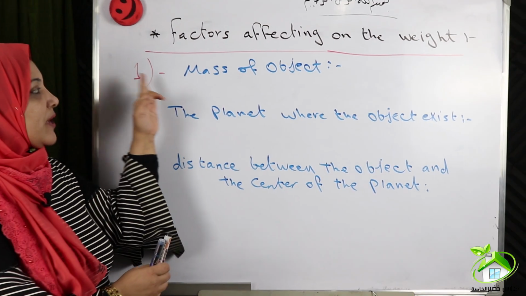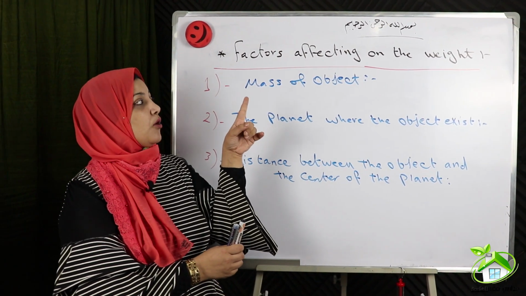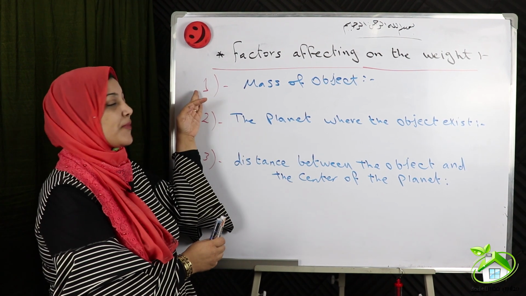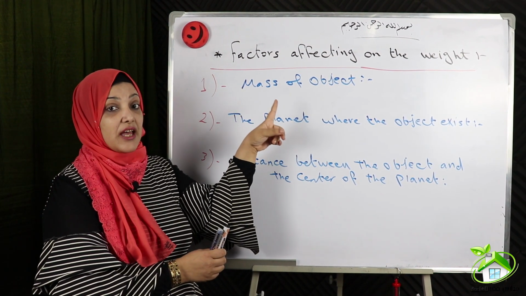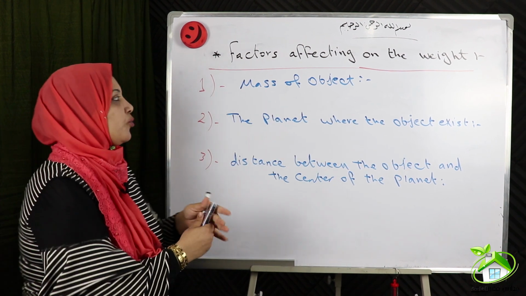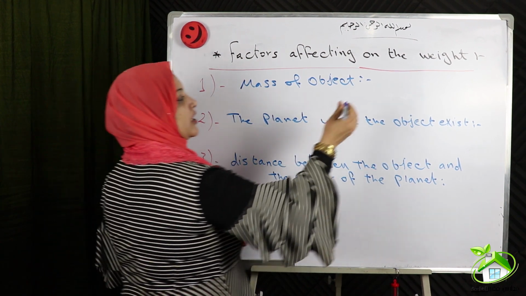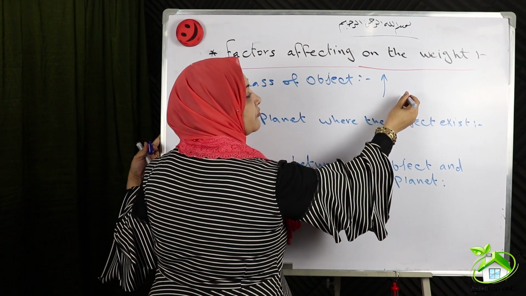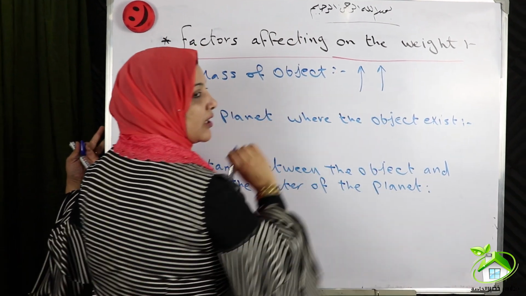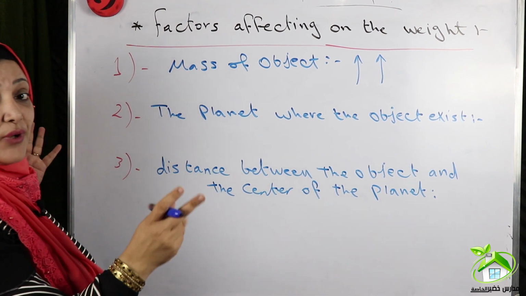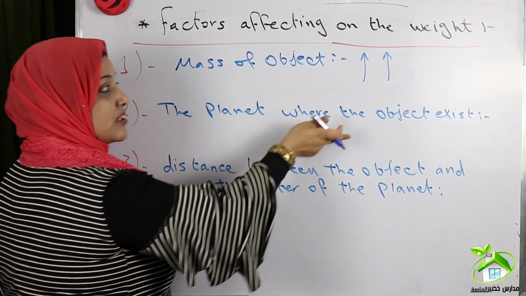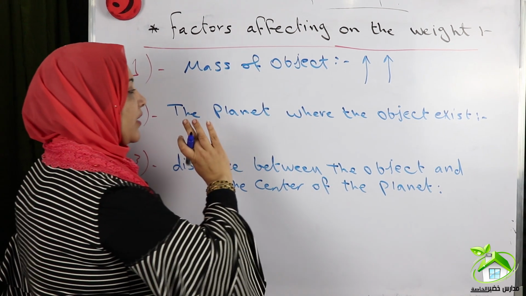Factor number one, mass of object. The weight changes by changing the mass of the object. How does the weight change by changing the mass of the object? When the mass of any object increases, the attraction force of the body increases. So there is a direct relation between mass and weight. If the mass increases, the weight increases.